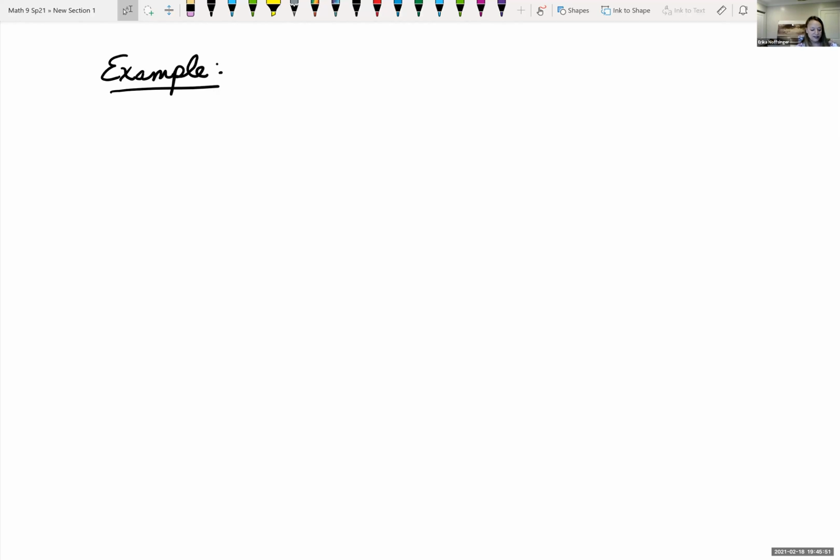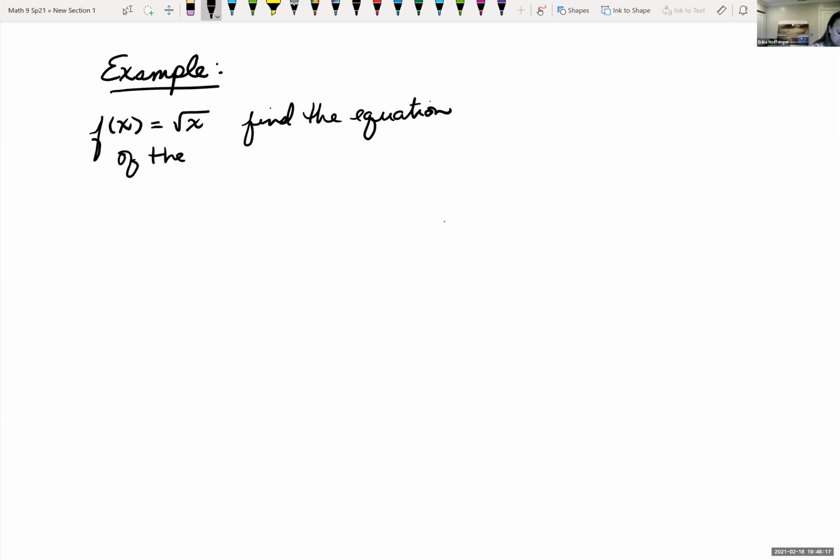So let's look at one more example of finding the equation of the tangent line at a particular point on a function f of x. In this example, we're given that f of x is equal to the square root of x, and we want to find the equation of the tangent line at x equals 25.